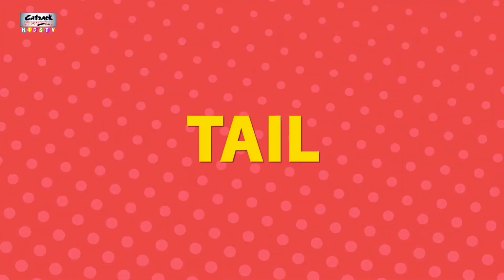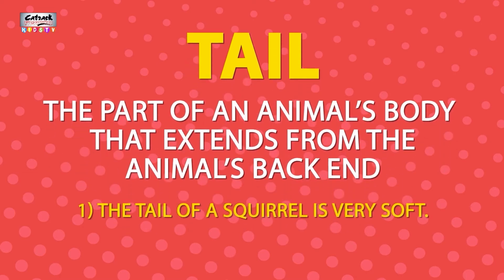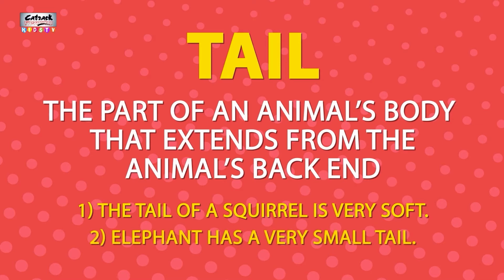Tail, the part of an animal's body that extends from the animal's back end. Example sentences. Number 1. The tail of a squirrel is very soft. Number 2. Elephant has a very small tail.